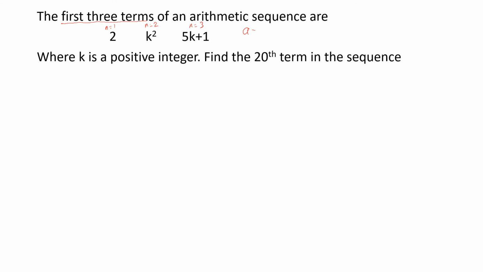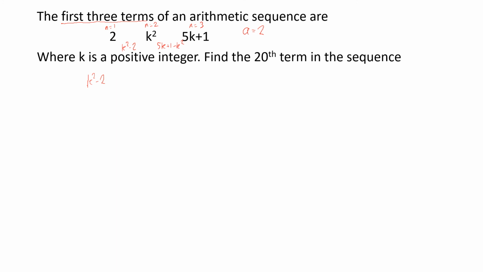Well, we know that a is equal to 2, because the first term is equal to 2. And d is kind of the tricky one. The difference between these two is k squared minus 2, and the difference between these two is 5k plus 1 take away k squared. So we don't really have one term for d, but we do know that the common difference is k squared minus 2 and it's 5k plus 1 minus k squared, those two things must be equal to each other. So we want to equate those.